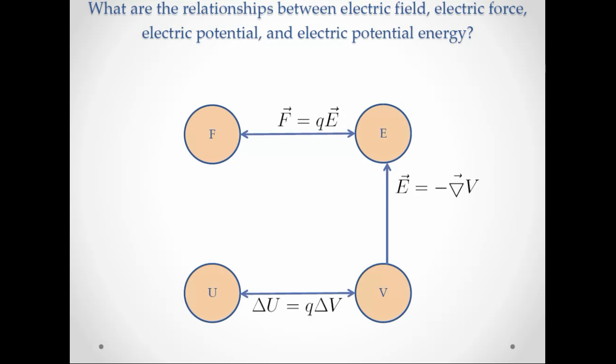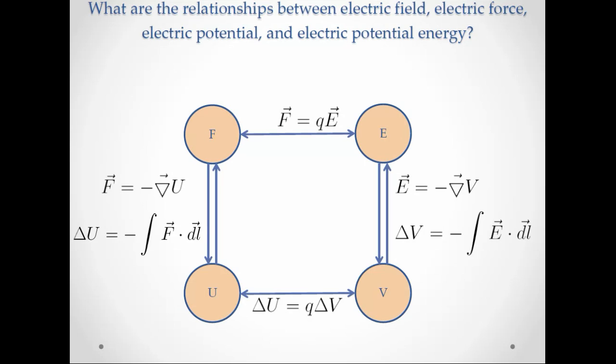On the right side, we notice that the electric field is given by a negative gradient of the potential, and the change in potential is given by a negative path integral of the electric field over some path. And similarly on the left, the force is given by a negative gradient of potential energy, and the electric potential energy is given by a negative path integral of the force over some path.